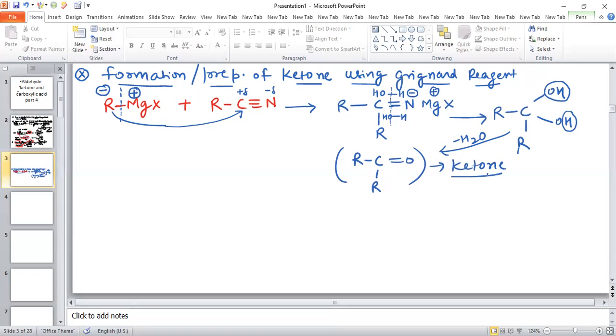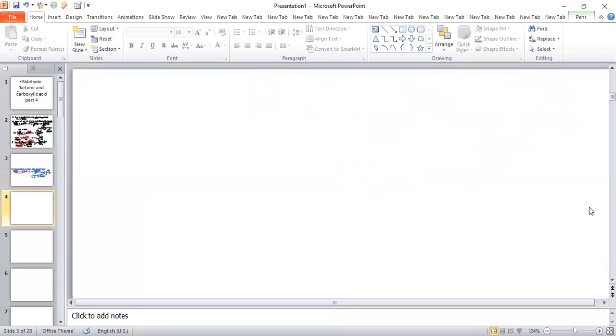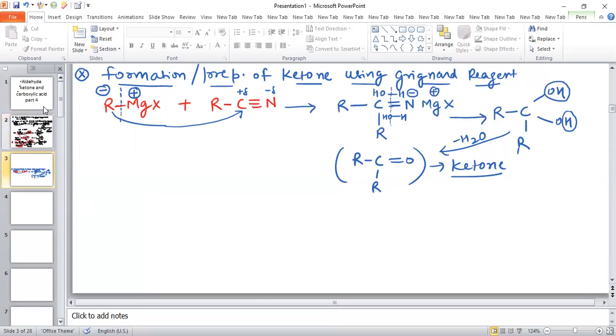Ketone is obtained as a product in this case. So this is basically the product obtained in this case, ketone, we can say. Now see the example related to this. You can easily see the example related to this. I'm going to discuss it with you.